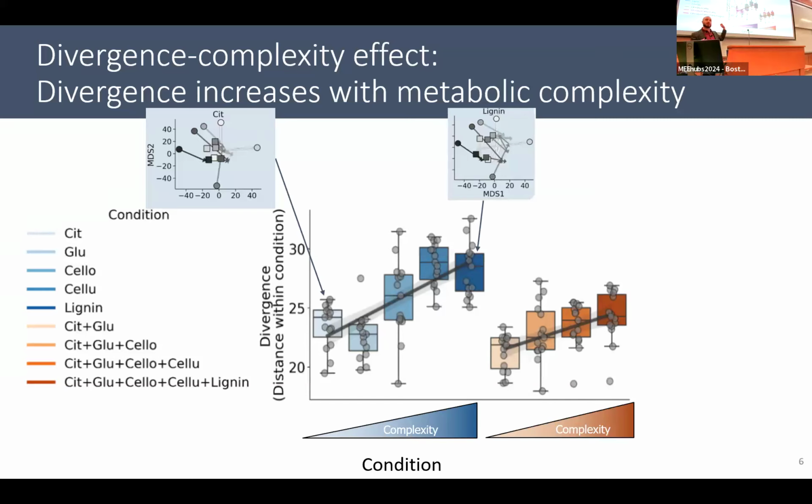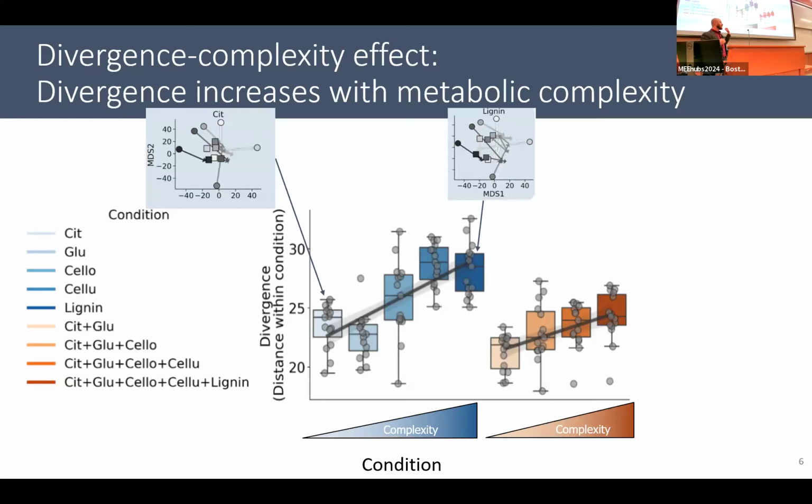Now as we move from the left to the right, as the colors go from light to dark, the conditions are getting more complex. So if we just look at these blue boxes for a moment, we see that as the conditions get more complex, we get more divergence. And we can return to this qualitative depiction up there for my lignin condition, where communities start just as different from each other, but here you see that it almost looks like they're clustering to two different states. So we get more divergence when there's more complexity.